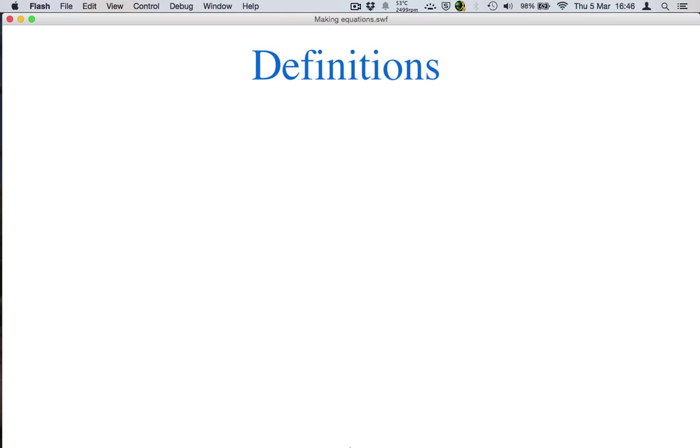So first off, let's start with some definitions. The first definition we're going to look at is sum. When a question asks sum, it really means the result of an addition. So sum means do an addition.